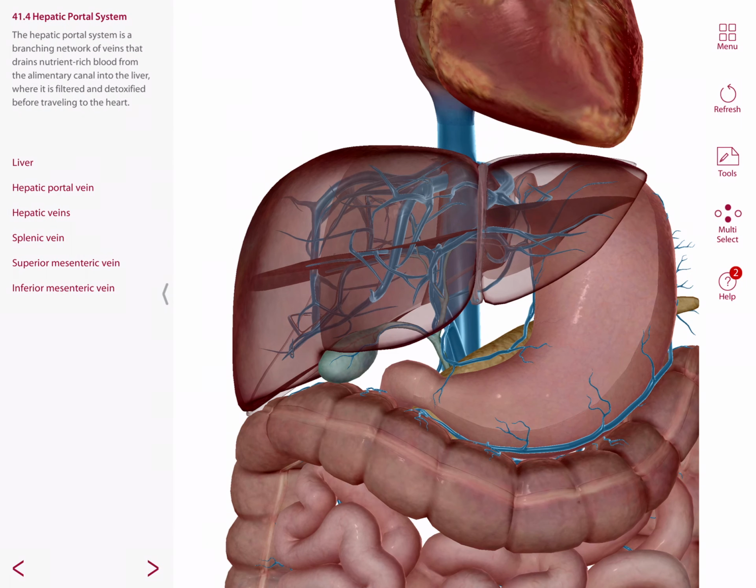Hepatic portal system, so this is the circulatory system's involvement, and we're going to take all of the nutrients that we're gaining from the small and large intestine, from the alimentary canal, and we're going to then send them toward the liver. The liver is going to be the main producer of things within the body. So if you get asked where something is made, 9 out of 10 times you're just going to say liver.